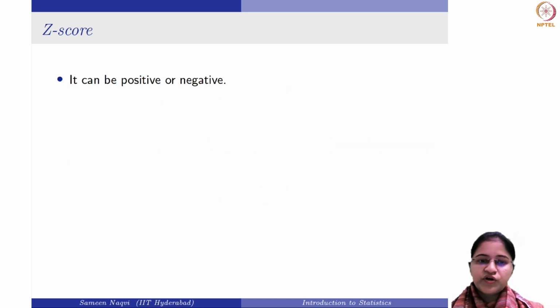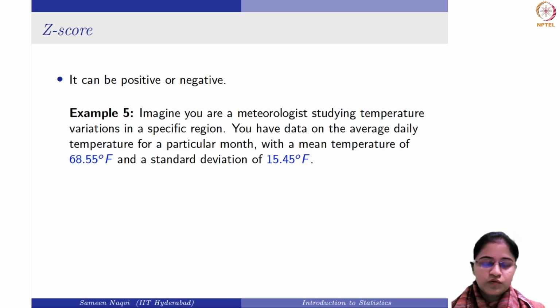Now, the question is that can it be positive or negative? Yes, it can be both. So to understand that, let us consider this example. Suppose you are a meteorologist studying temperature variations in a specific region. You have data on the average daily temperature for a particular month with a mean temperature of 68.55 Fahrenheit and a standard deviation of 15.45 Fahrenheit.